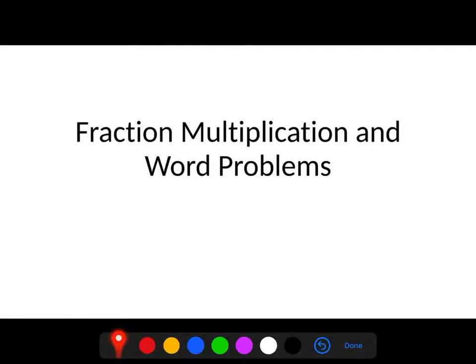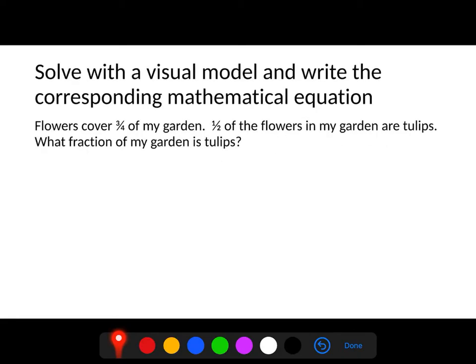Going to talk about fraction multiplication in both solving word problems and writing word problems. Our first instructions are to solve with a visual model and then write the mathematical equation. Flowers cover 3/4 of my garden. Half of the flowers in my garden are tulips. What fraction of my garden is tulips?